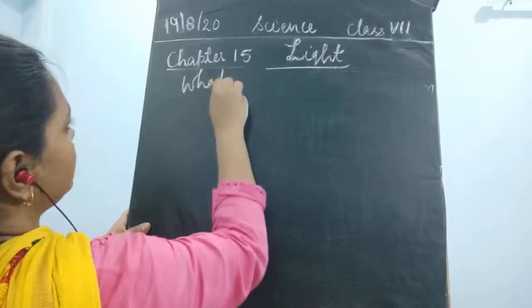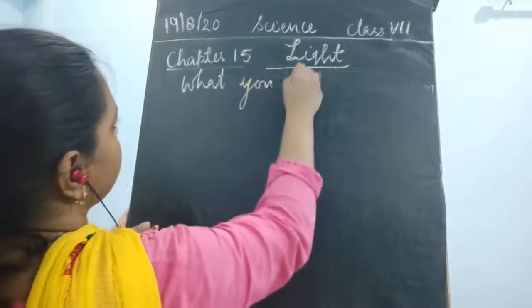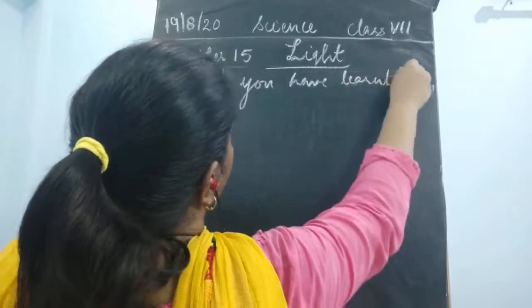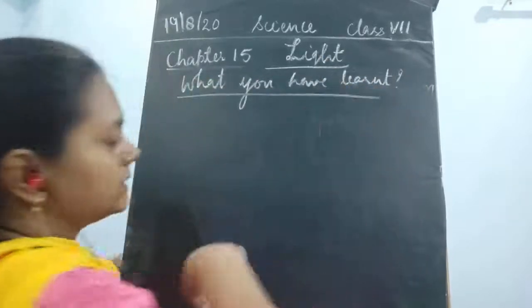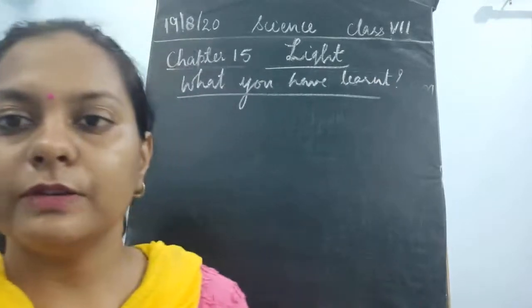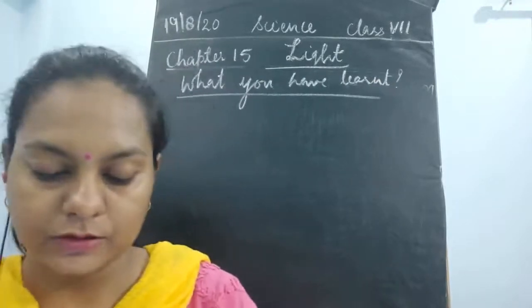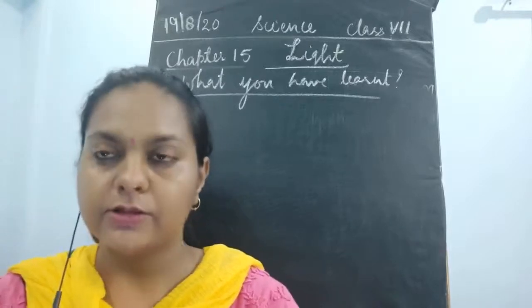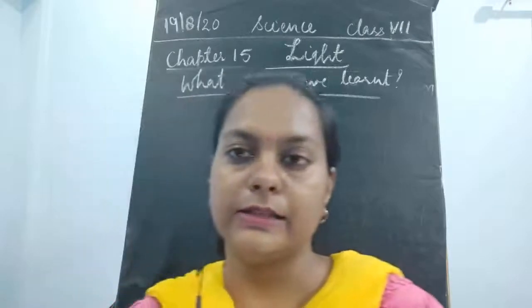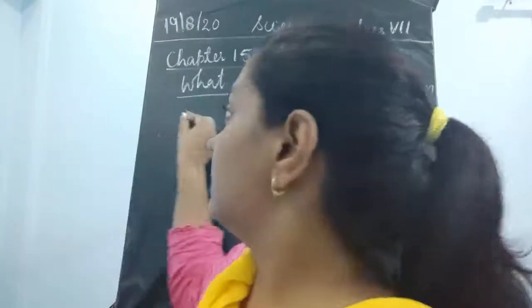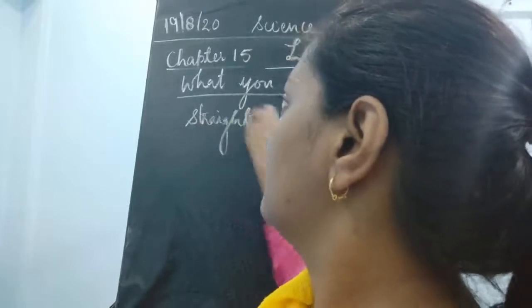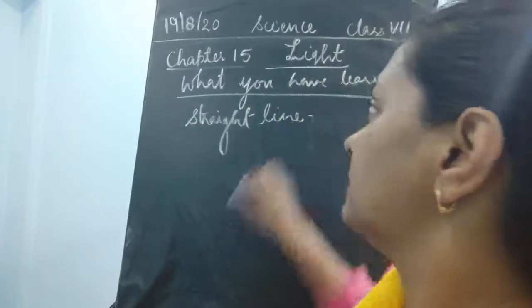The next topic is what you have learned from this chapter, which is given in your NCERT book. Okay, fine. So let's go on to the first topic, that is, light travels along a straight line. We have already discussed that it is a phenomenon of light. This is a feature of light, which travels in a straight line.